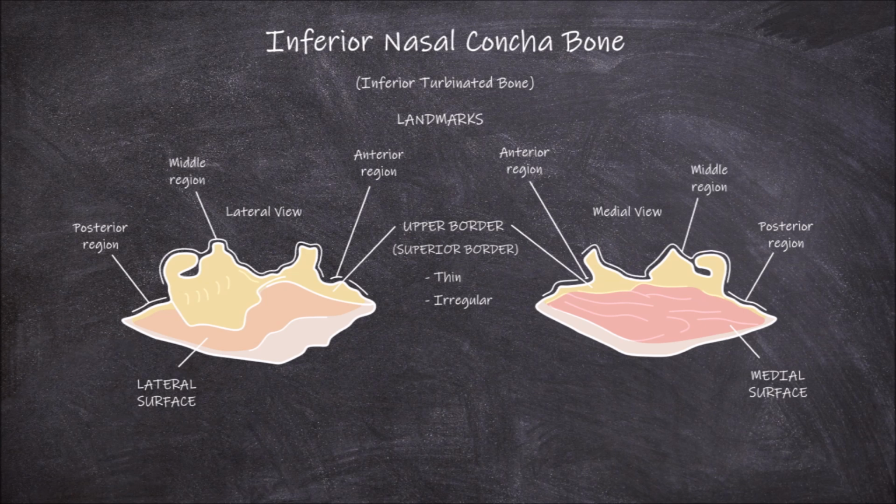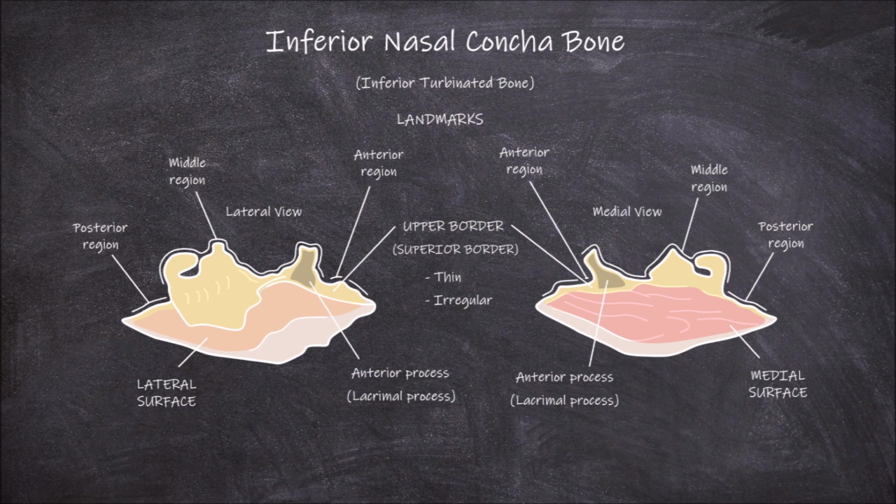This region has 3 processes. These processes vary in both size and form. The first of these processes is the anterior process, also known as the lacrimal process. This process is small and pointed. The apex of this process articulates with the lacrimal bone. The margins of this process articulate with the maxilla bone, which completes the nasolacrimal canal.